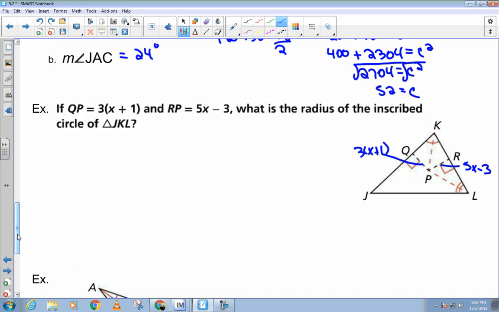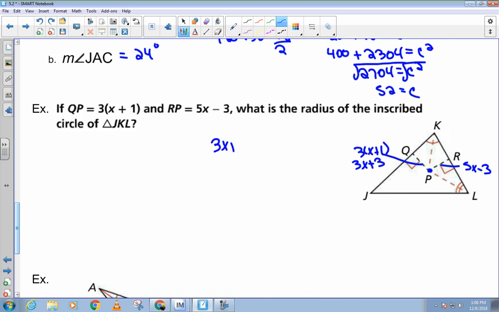Yes, I am going to have to distribute there, which is 3x plus 3. Are they equal? Yes, because this point here, QP and RP, what is the radius of the inscribed circle? Oh, and this is an angle bisector. So we can see that these are angle bisectors, and they intersect at the incenter, which is equidistant from the two sides. So we know these two have to be equal to each other.